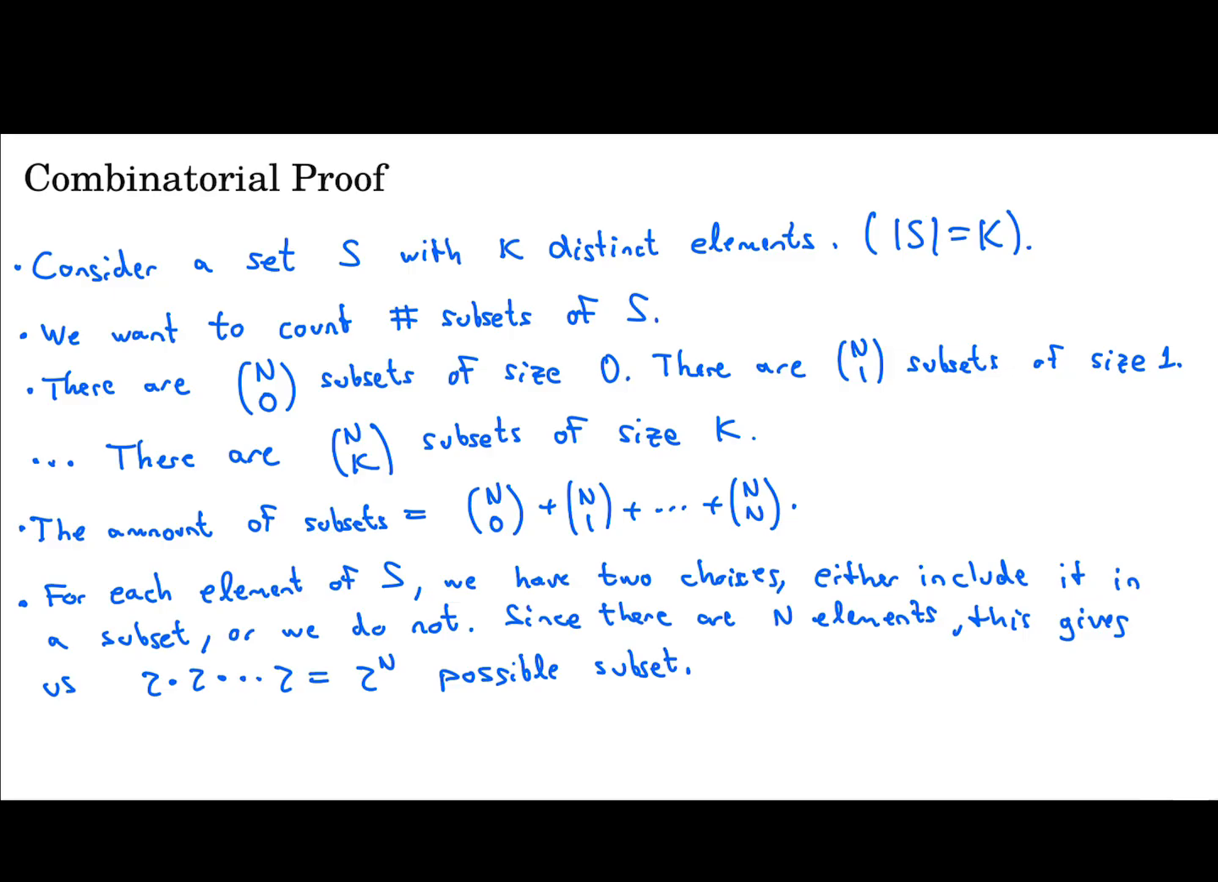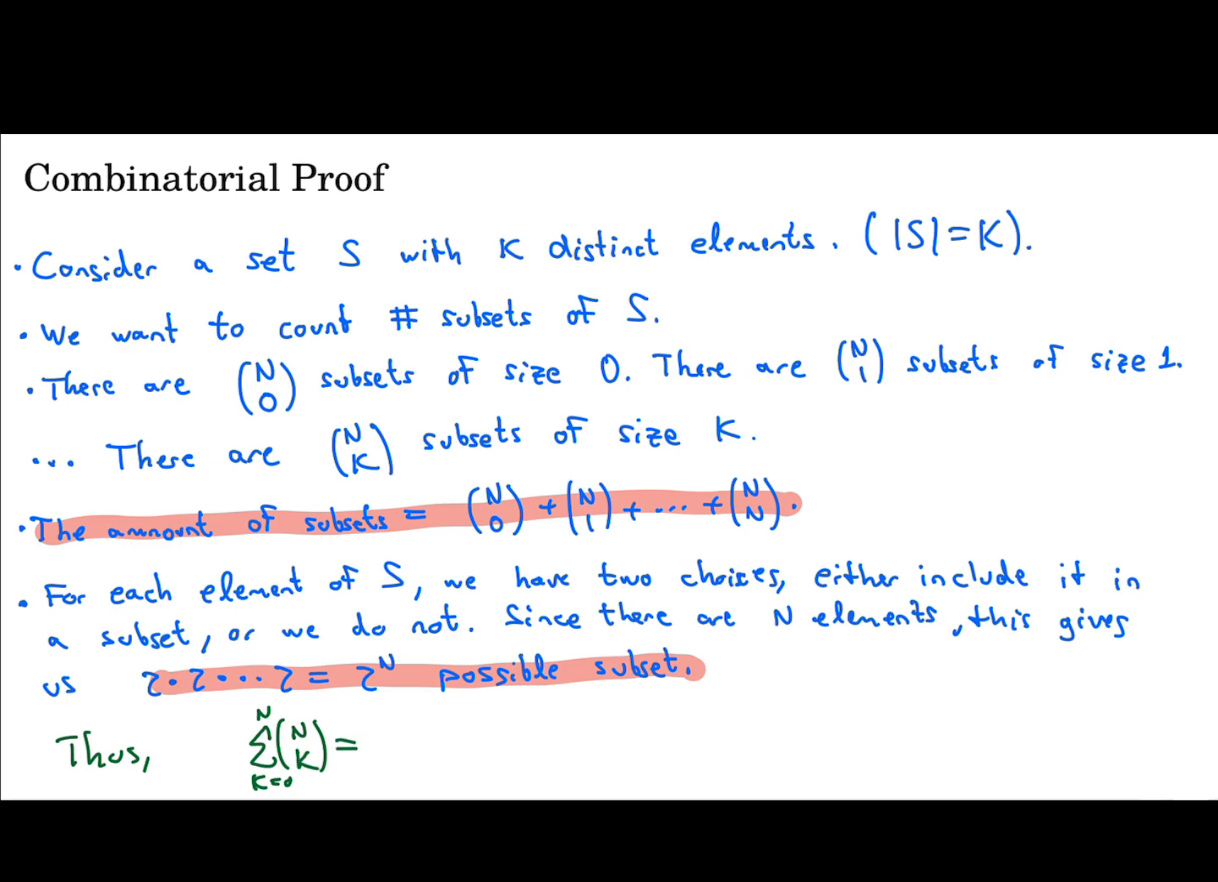And so both of these count the same thing, and so they must be equal, which means that the sum of n choose k, k equal to 0 to n, must be equal to 2 to the n. And so that's why that is the case. And so this is a good example of a combinatorial proof. And the idea is that we prove an identity by showing that both sides count the same object in two different ways.